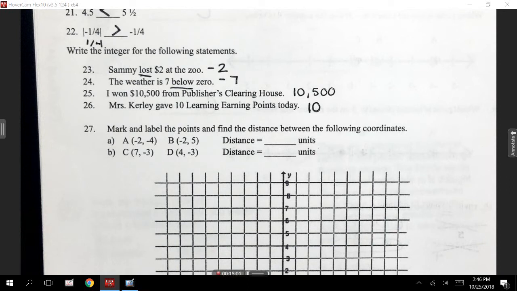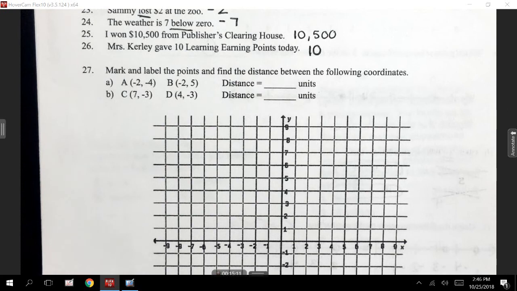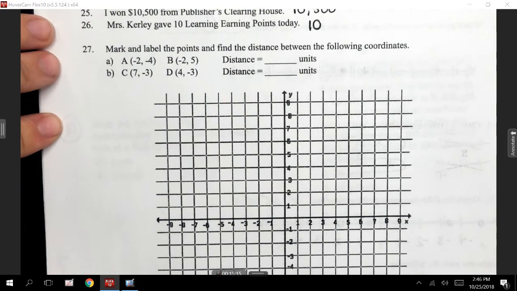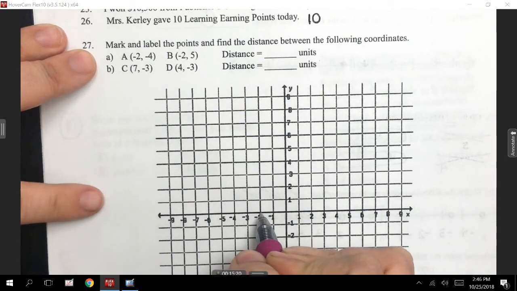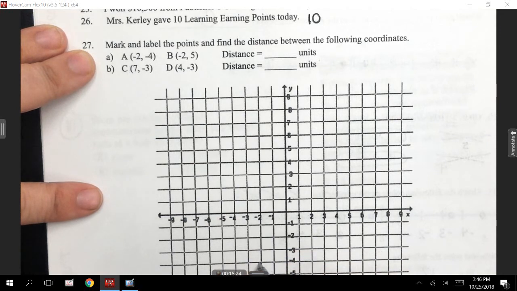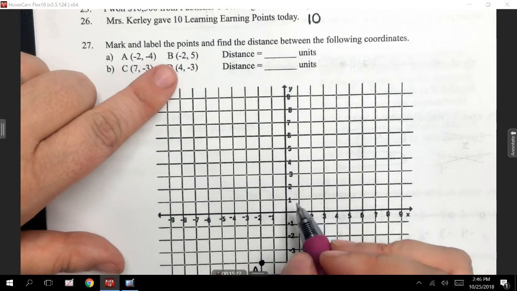Okay. All right. Number 27. We got literally just part 1 and part 2. Okay. All right. Number 27. We have point A, which is at -2, -4. So I'm going backwards 2 and down 4. This is going to be A.